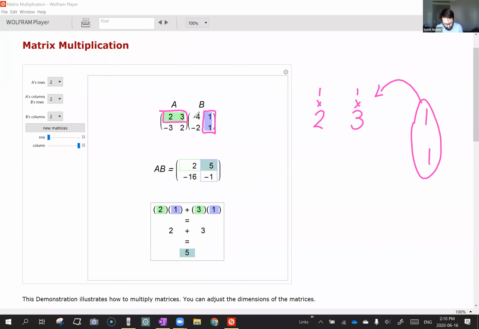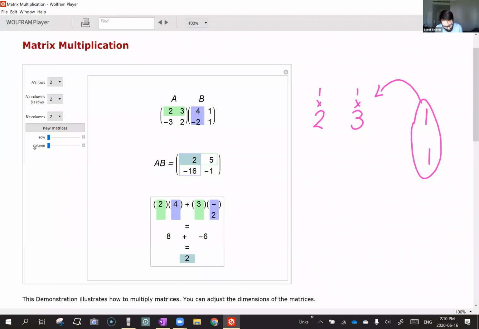Or in the other case, where we had first row, first column, imagine it's 2, 2 and 4. It's almost like you have 2 and 3 there. And then the rows, the columns of the other come on over and go 4 times 2 and negative 2 times 3. And then you add those results.